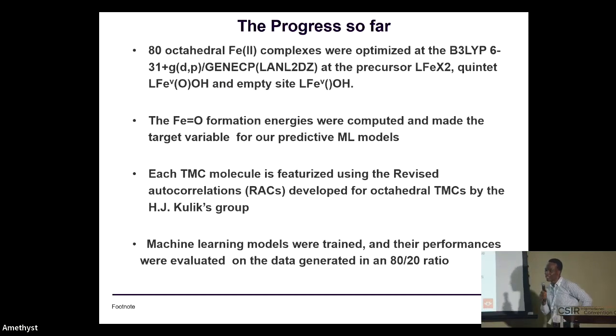Therefore, we took the 80 octahedral iron(II) complexes, which we found in the Cambridge crystallographic database, and they were optimized at the B3LYP/6-31G/LANL2DZ ECP level of theory, using the ECP basis set in brackets for the metal atom. The complex itself, the high spin species, and the empty site where the oxygen atom was removed were all optimized and their energies obtained. From there, we could calculate the formation energies for the high spin iron oxo species, and we used that as our target variable for the predictive machine learning models.